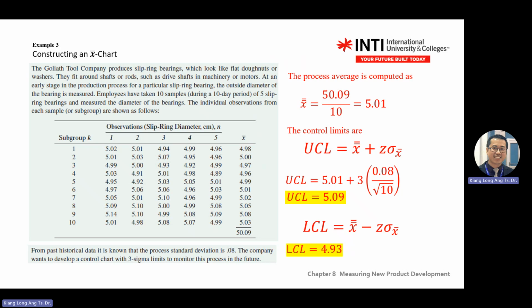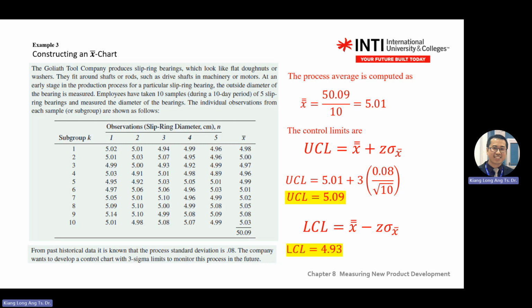So UCL is upper, so positive, with Z equal to 3. Sigma X bar is the standard deviation divided by the square root of K. You have 10 samples. Okay, do the positive one for UCL, do the negative for LCL. So you have 2 data, 5 point something, 4 point something. It's quite near. It's quite near. And this one you usually see in precision manufacturing. Okay, so you have a very, very near UCL.